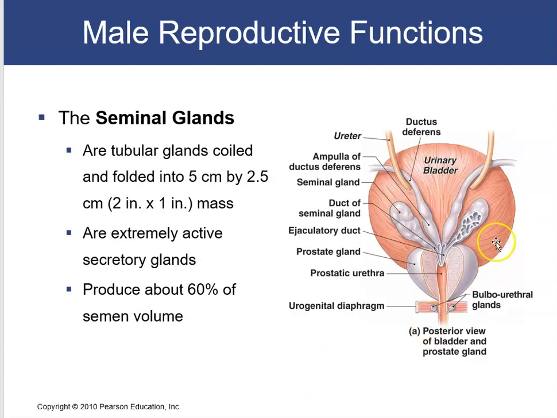The first of these accessory structures are the seminal glands, or also called the seminal vesicles. These are tubular glands, and they're coiled and folded into roughly a 5 centimeter by 2.5 centimeter mass. These are very active secretory glands responsible for producing roughly 60% of the total semen volume.